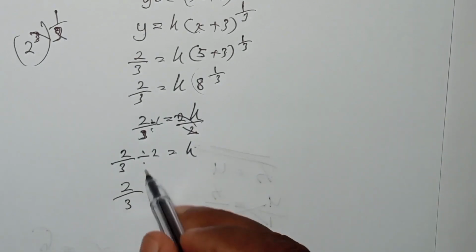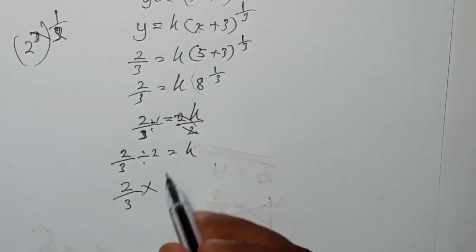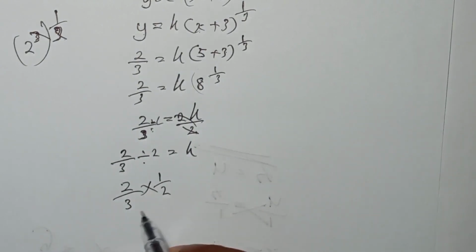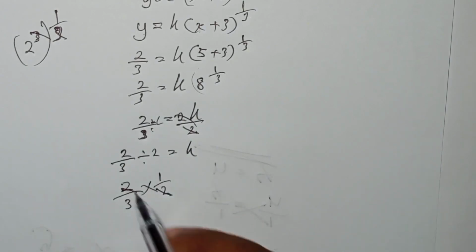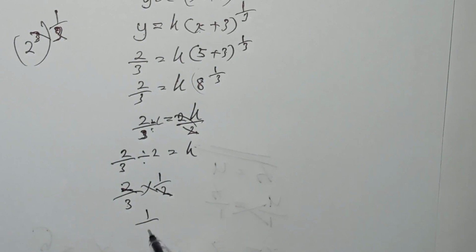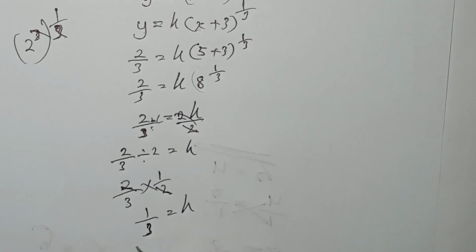I will show you how it comes. 2 over 3 division we can change to multiplication, and you need to take the reciprocal of this, so it will be 1 over 2. So 2 and 2 cancel here. So here you will have 1 times 1 is 1, 3 times 1 is 3. So k equals 1 over 3. Now we got the value of k.